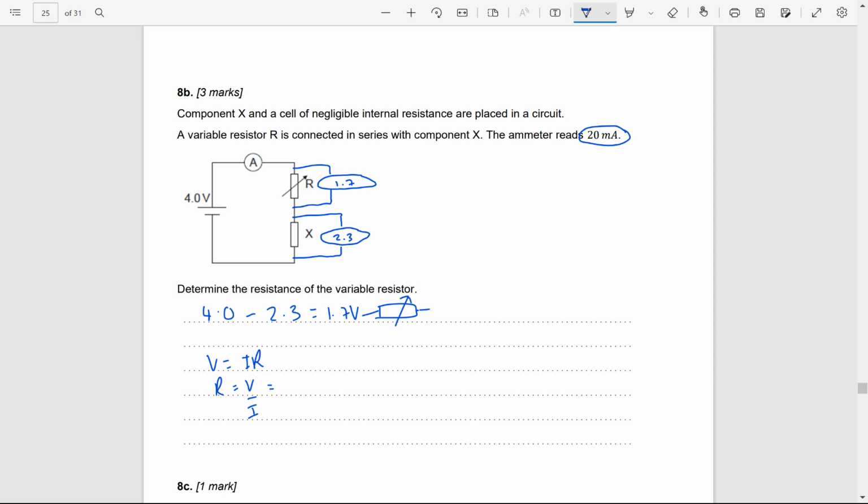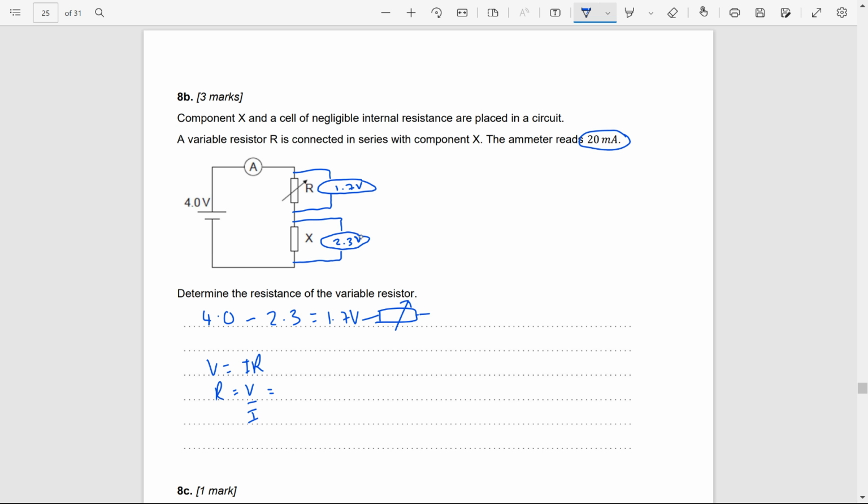So the voltage is 1.7. We just add the volts in there. 1.7 volts divided by 20 milliamps. Be very careful not to trip up there. And if we work that out, we get 85 ohms.